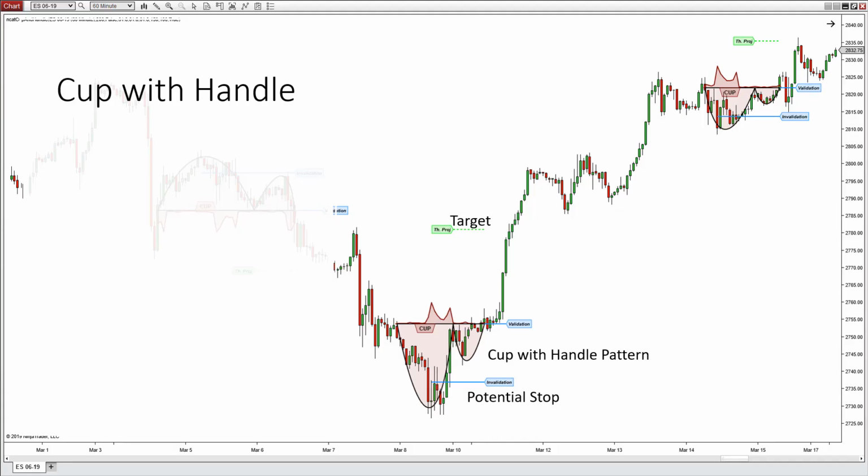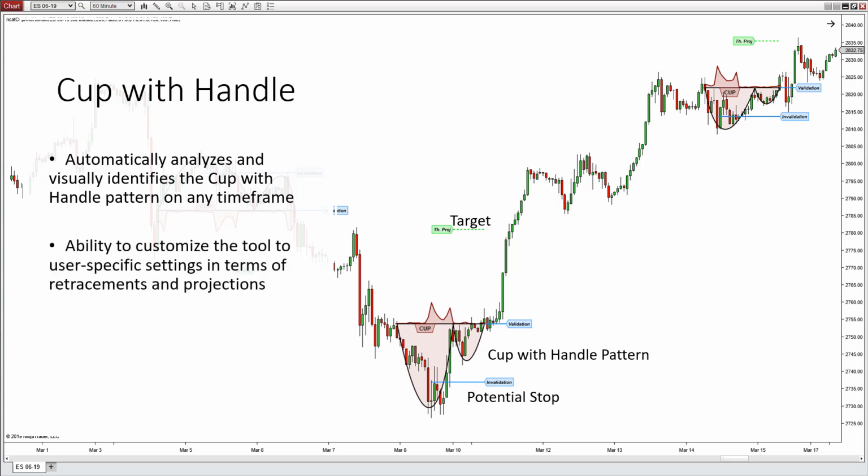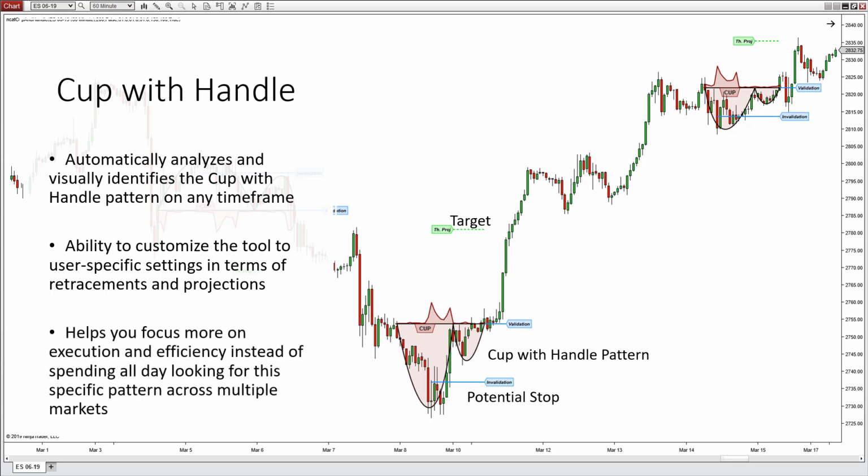The cup with handle tool automatically analyzes and visually identifies the cup with handle pattern on any time frame. You have the ability to customize the tool to user-specific settings in terms of retracements and projections, and it helps you focus more on execution and efficiency instead of spending all day looking for this specific pattern across multiple markets.